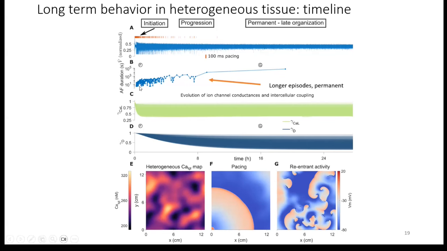And this leads to the duration of the AF episodes becoming longer, kind of on a log scale here. So at first they're short, they stop and start. And at some point here, it goes on for the rest of the simulation. It doesn't stop anymore. And this is just an example of pacing and of reentrant activity. So you kind of get a feel for what the activity is like during those times.